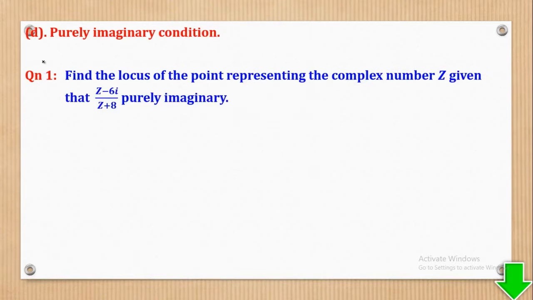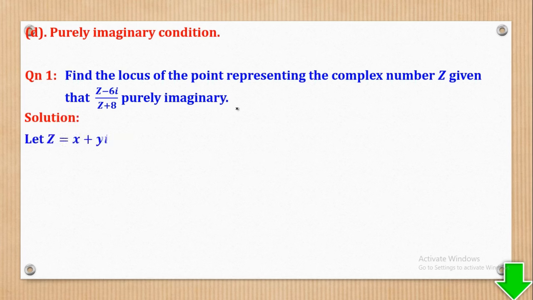Then now we shall go to the last part under locus, which is the purely imaginary condition. So this is the opposite of purely real. Purely imaginary means that the real part is 0. Therefore, there's nothing to write apart from that. So we shall come and say that question 1: find the locus of the point representing the complex number z, given that this is purely imaginary.